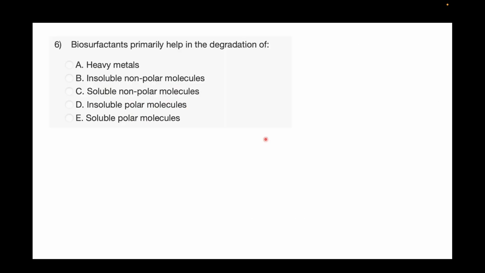Now here is the sixth question. Biosurfactants primarily help in the degradation of dash. This can be a pretty easy question. Biosurfactants primarily help in the degradation of dash. Option A, heavy metals. Option B, insoluble non-polar molecules. Option C, soluble non-polar molecules. Option D, insoluble polar molecules. Option E, soluble polar molecules.